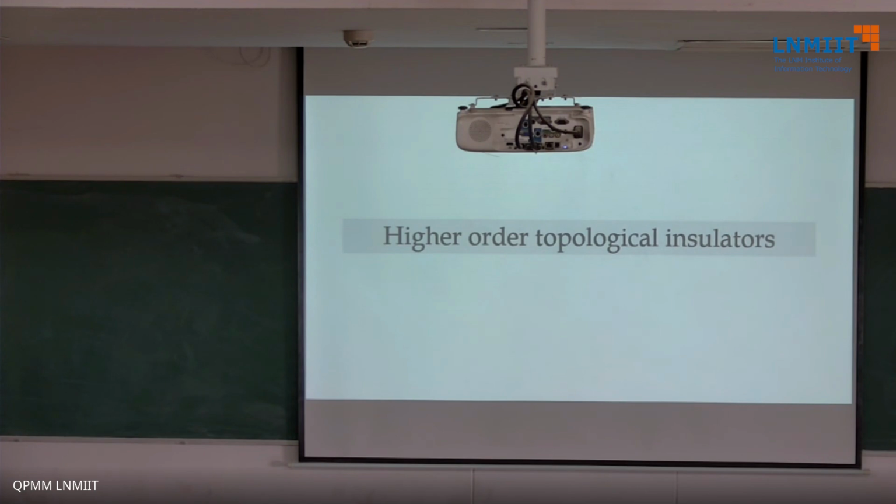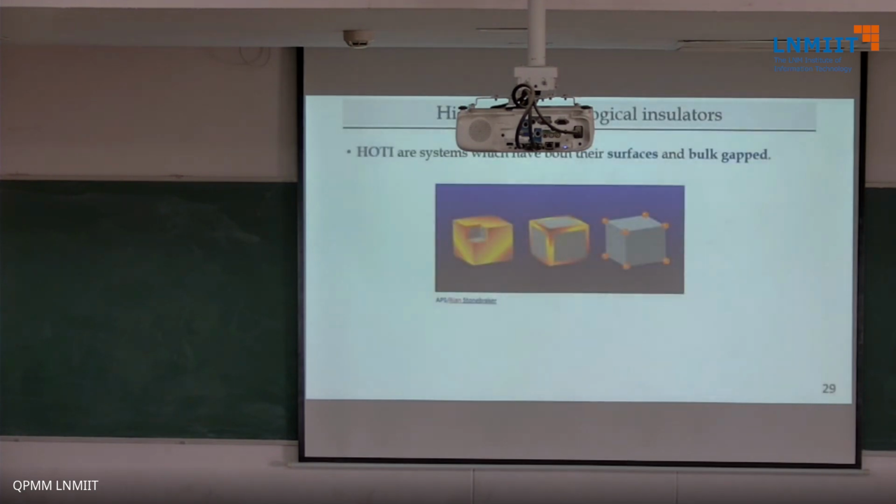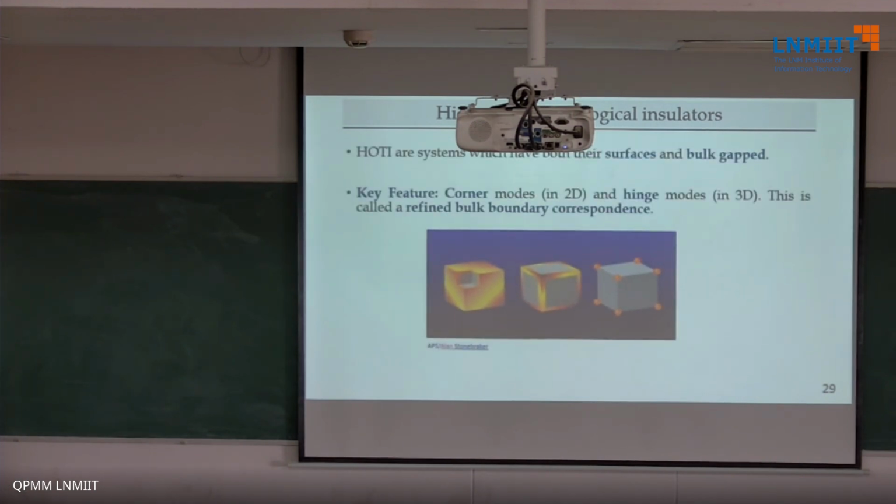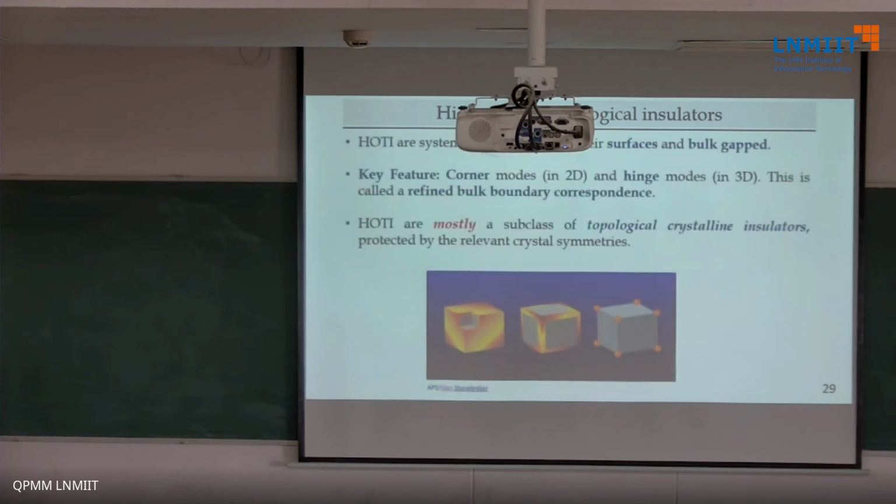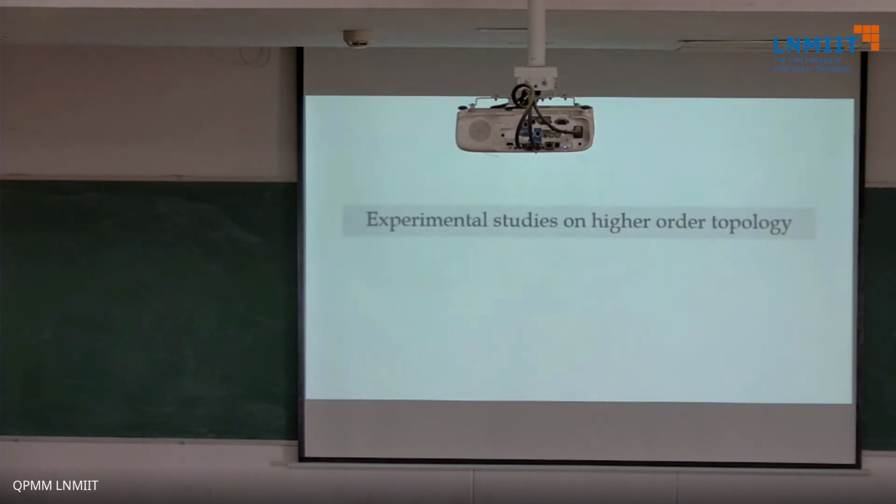So we have these higher order insulators, which have, instead of d minus 1 dimensional conducting modes, d minus 2 dimensional conducting modes. So if you have a system in 2D, you'll have 0 dimensional conducting modes, which are like at the corners, and there are hinge modes and so on. These HOTIs, as they're called, higher order topological insulators, are a subclass of these topological crystalline insulators.